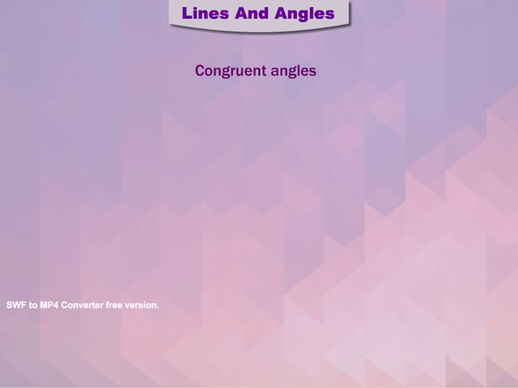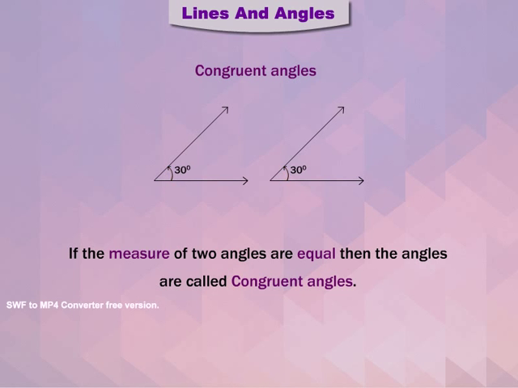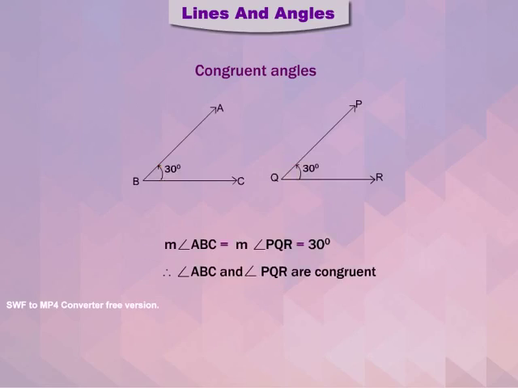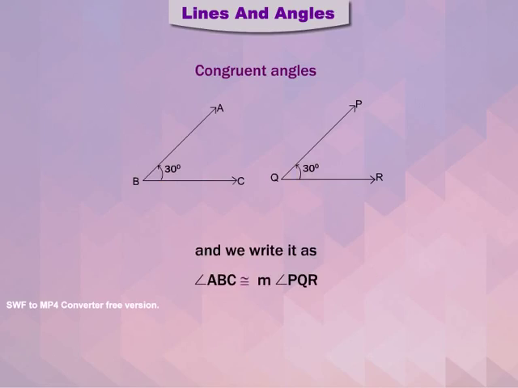Congruent angles. If the measures of two angles are equal, then the angles are called congruent angles. Measure of angle ABC is equal to measure of angle PQR is equal to 30 degrees. Angle ABC and angle PQR are congruent, and we write it as angle ABC is congruent to angle PQR.